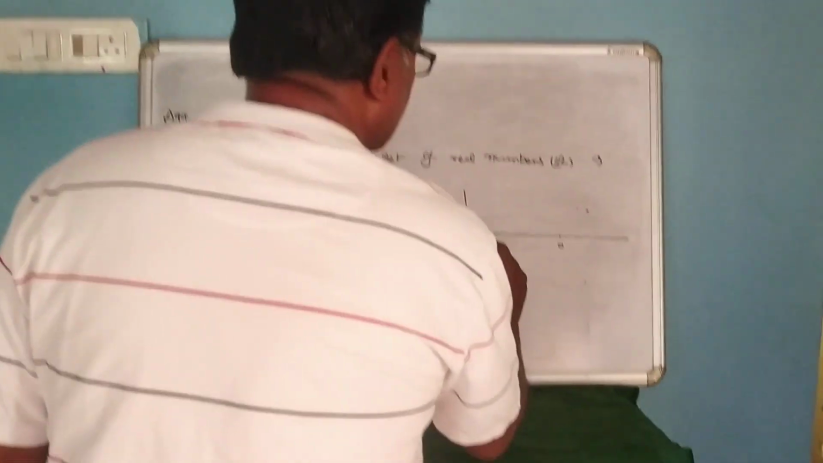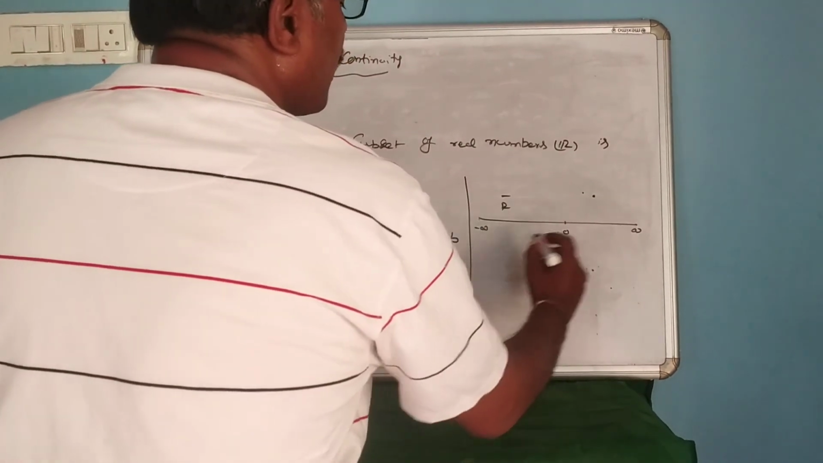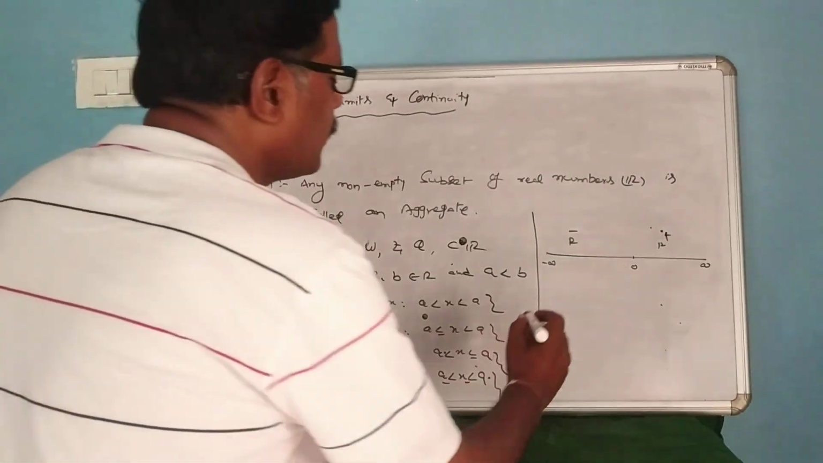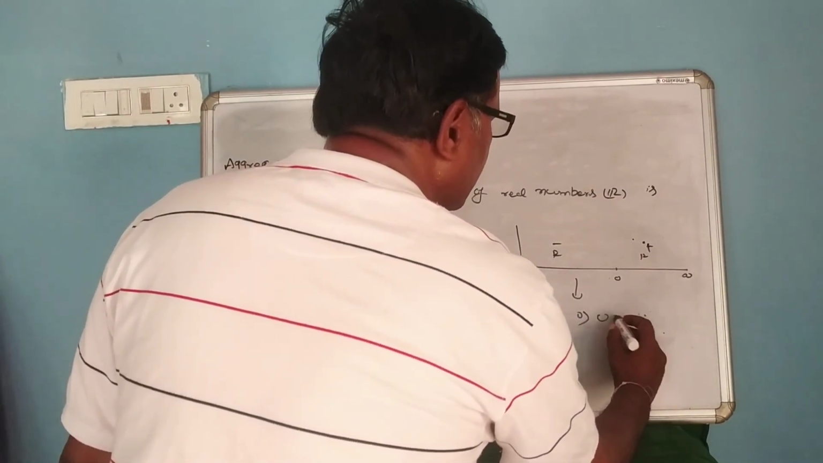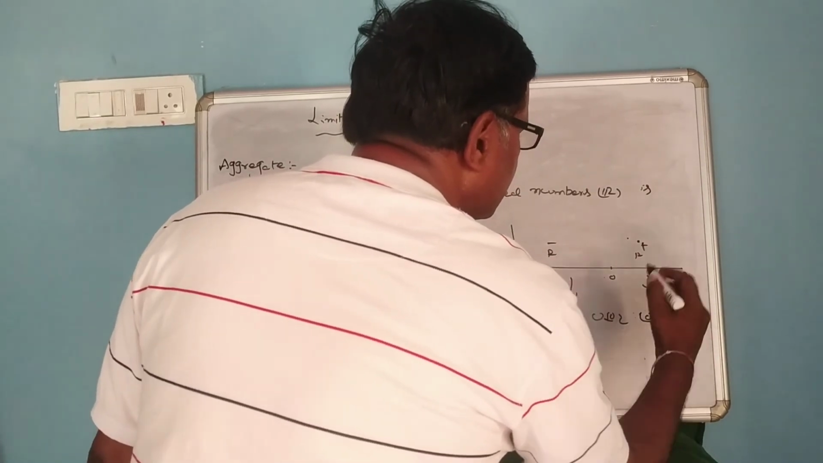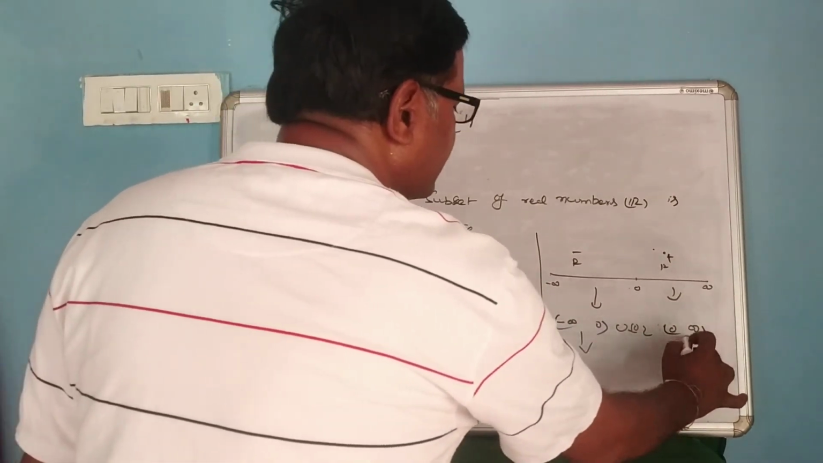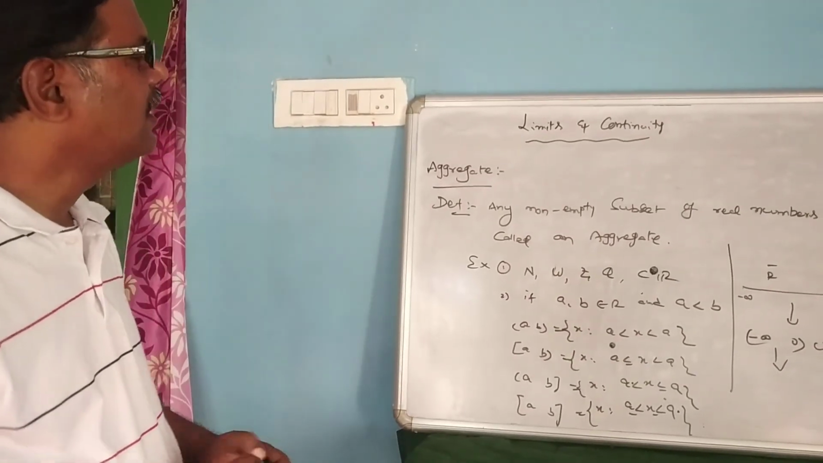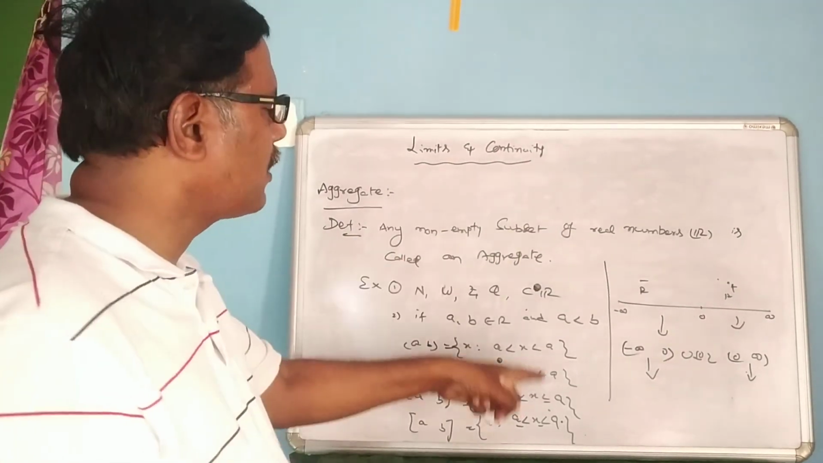This is minus infinity, this is plus infinity. Here this is R minus, this is R plus. Now this is denoted by minus infinity to 0, union singleton 0. This is 0 to infinity. These are also aggregates. Aggregate means any non-empty subset of real numbers R is called an aggregate.